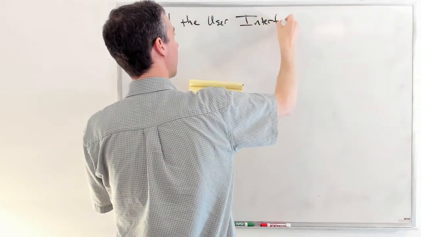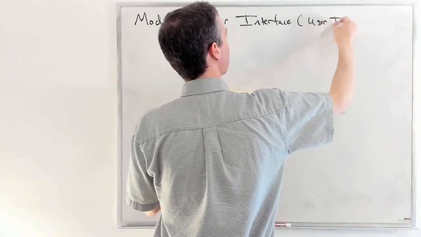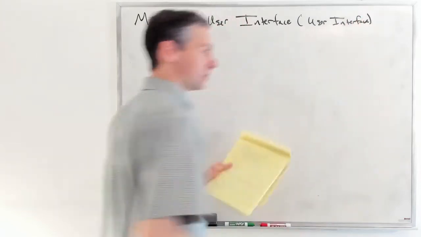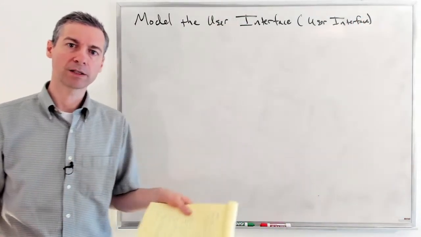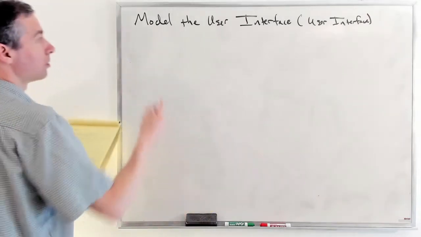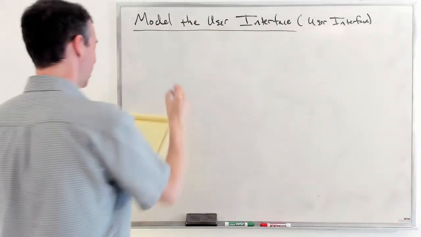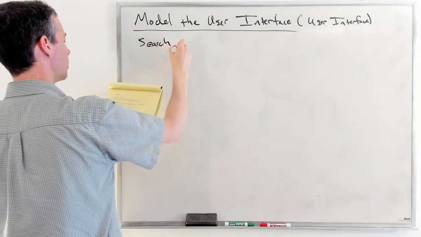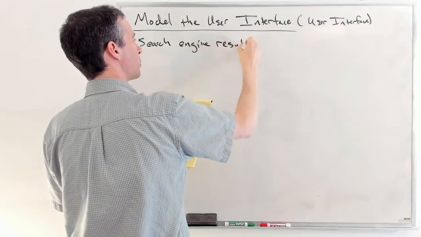We need to have a model that works at the user interface level, because real people will use a real interface. The closer our model is to reality, the better our predictions should be. All right, so what are we going to do? We're going to definitely keep this pretty simple, but in general, we're going to take a search engine results page.